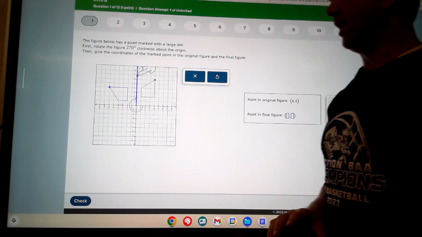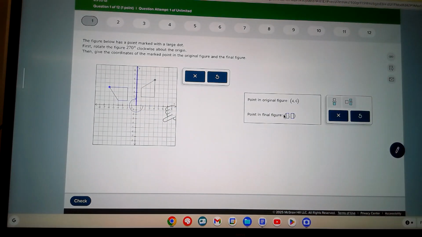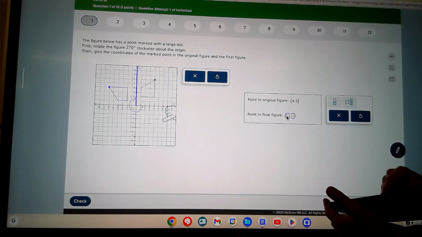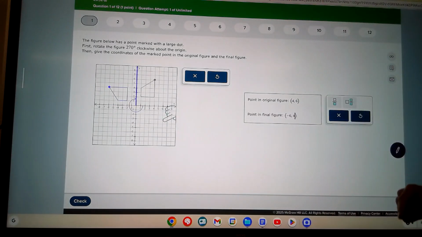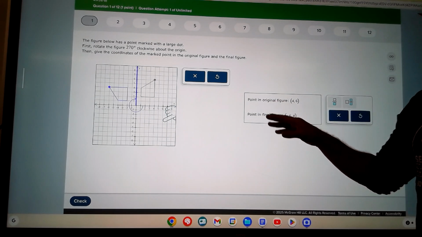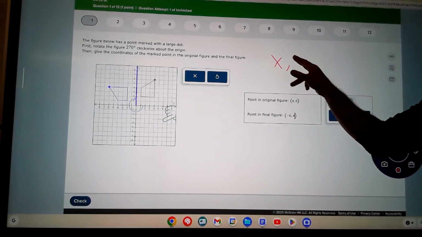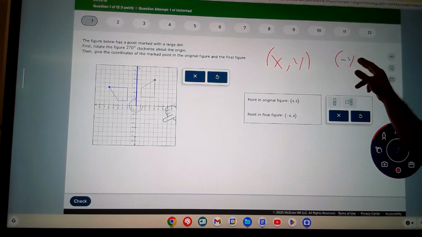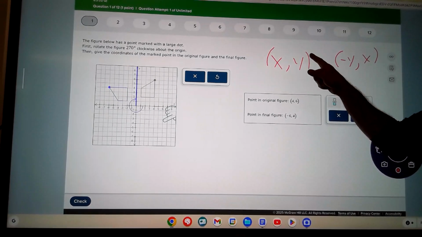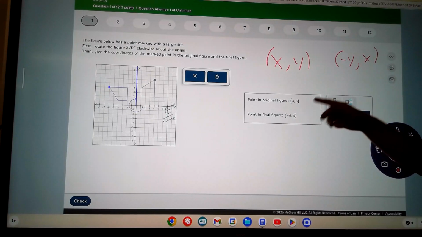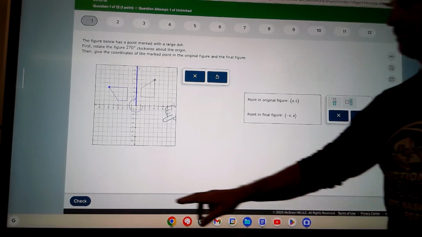Now you put the point there with the big dot, and that big dot is at -6, 4. So I'll put -6 and 4. And if you look at what happens at a 270 degree clockwise, it goes from x, y to, if you have it written down on your sheet, the opposite of y, x. So the opposite of my y, instead of 6 is a -6, my x stays the same, so it's 4. I know I got that right.